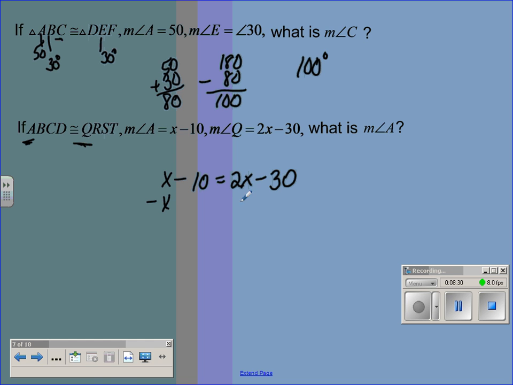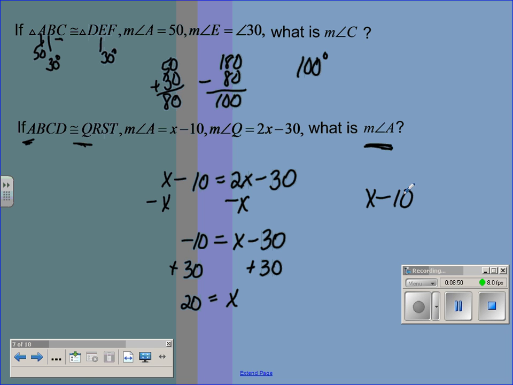And then algebraically solve. So I'm going to subtract an x, and then I'll have negative 10 equals x minus 30, add 30, and so I'll get x equals 20. And I'm done, but it says find the measure of angle A, so I'm going to have to plug it back in. So x minus 10 was angle A, so 20 minus 10, so angle A must be 10 degrees.